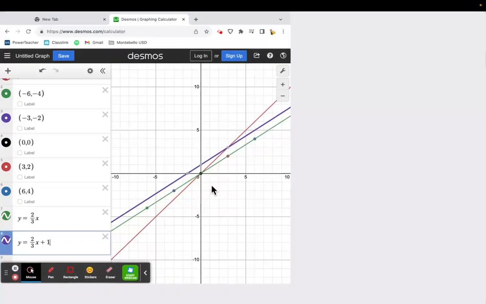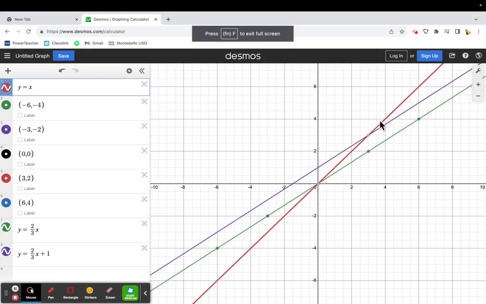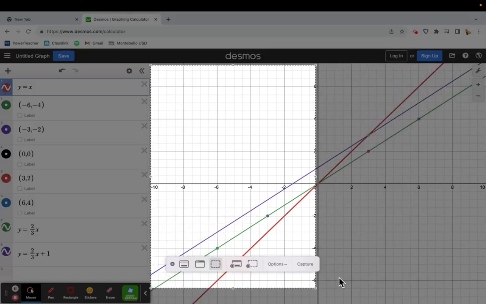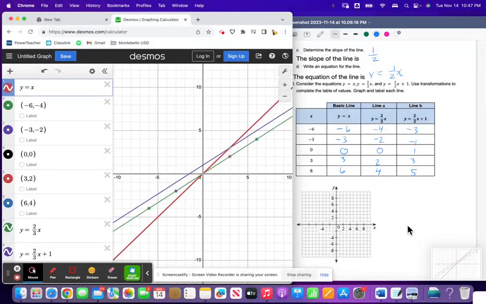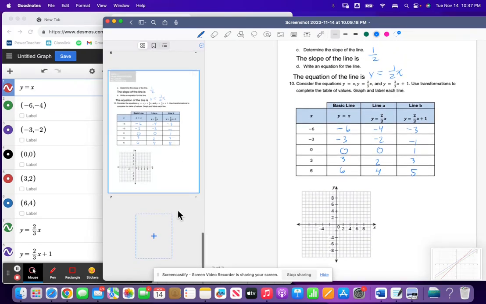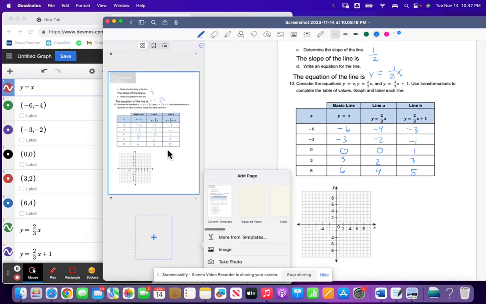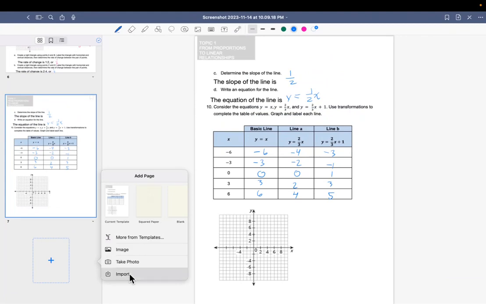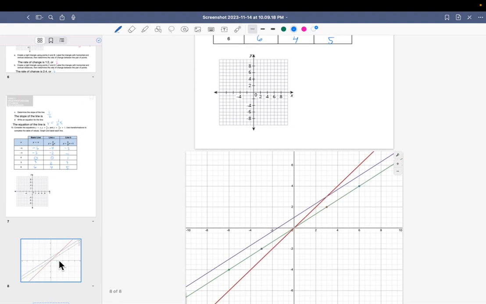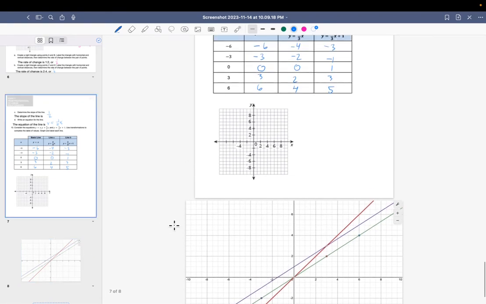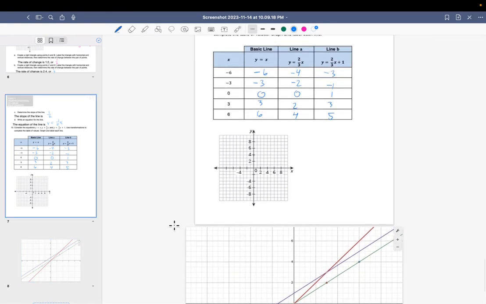And what I like about Desmos too is that it tells you which equation is which. But if you don't have that, what we can do is just bring it over to our paper here. We'll import it. I'm using GoodNotes, which is a good program to use if you can get a hold of it. Then we can label these lines like it says to do.